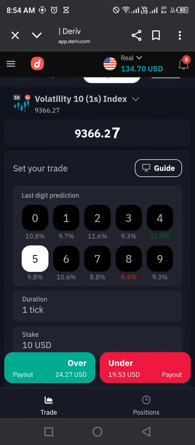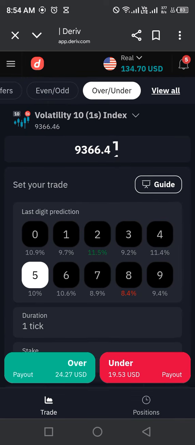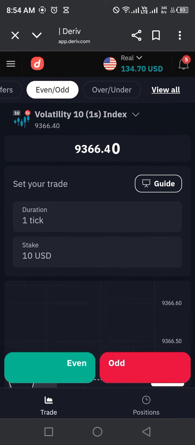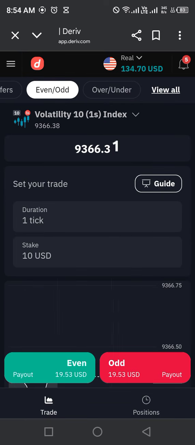Now, we will wait. Listen carefully, guys. If you have identified the market is an even market, you will wait for an odd number to appear and then you press even. If you're trading, as I've said, if you have identified the market is even, you will go to your market and wait for an odd number to appear, and then you press even. If you're trading odd, you wait for an even number to appear, and then you press odd.